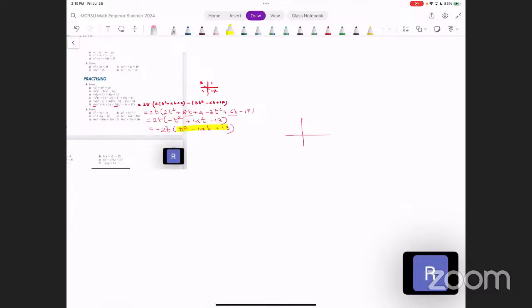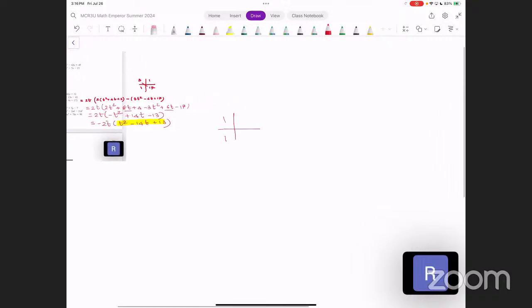T squared only factors as 1 times 1. There's no other choice, right? Now I'm going to get a 13. Well, you really see 13 as a prime number, so the only way you can write it is 13 times 1.